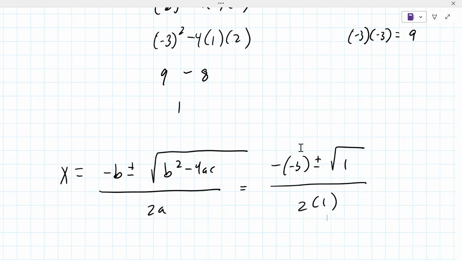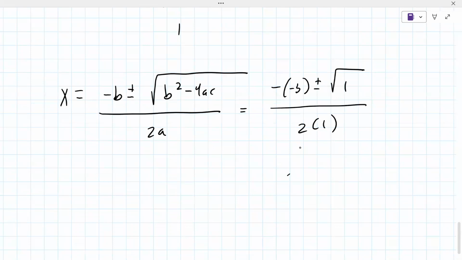All right. So now the numerator becomes 3 plus or minus the square root of 1 over 2. Could you simplify those for us, please? I got 2 or 1. That's what we expected.